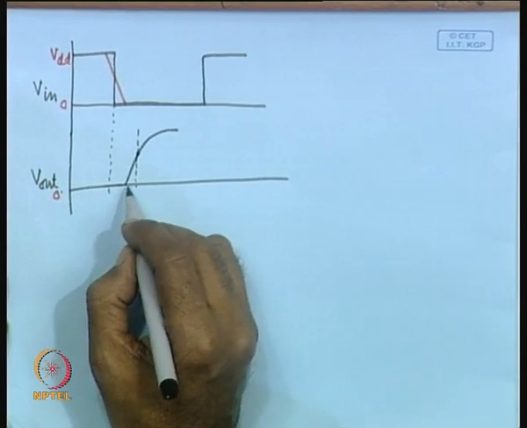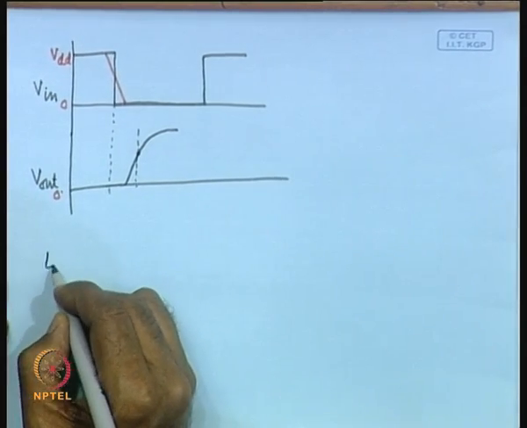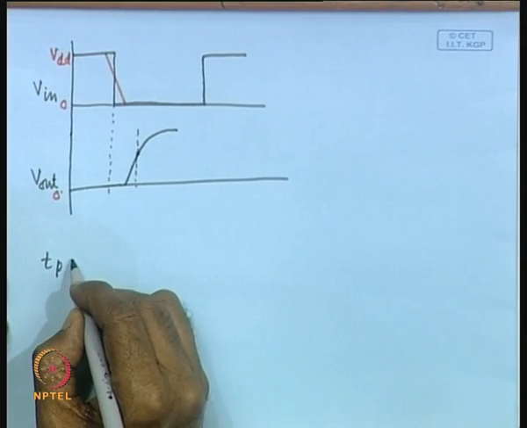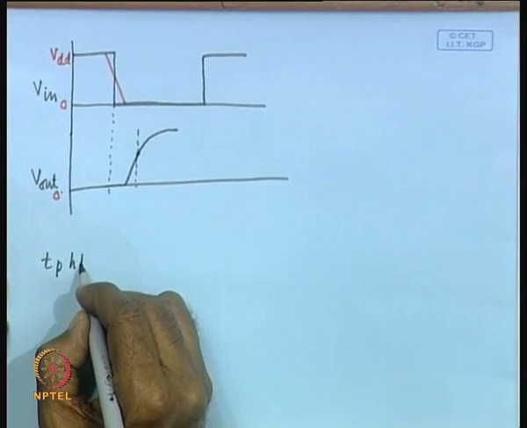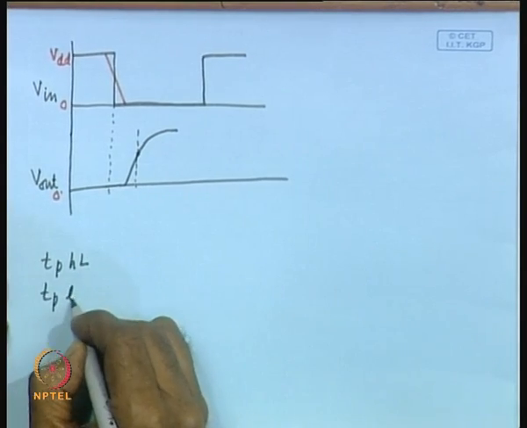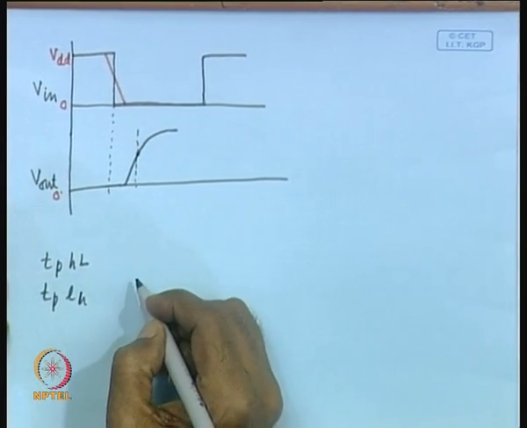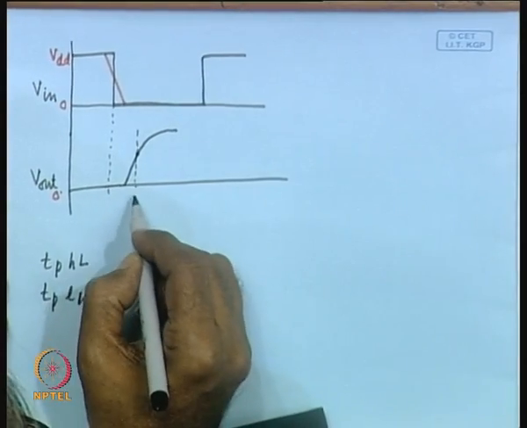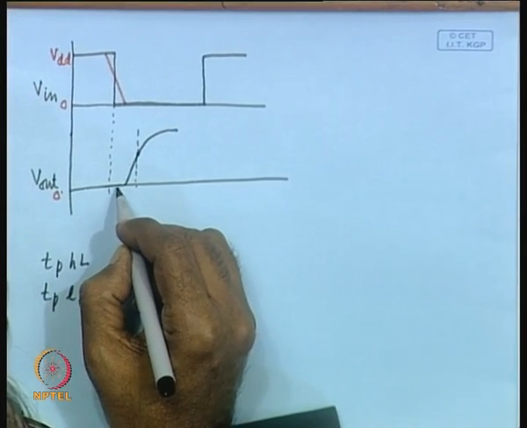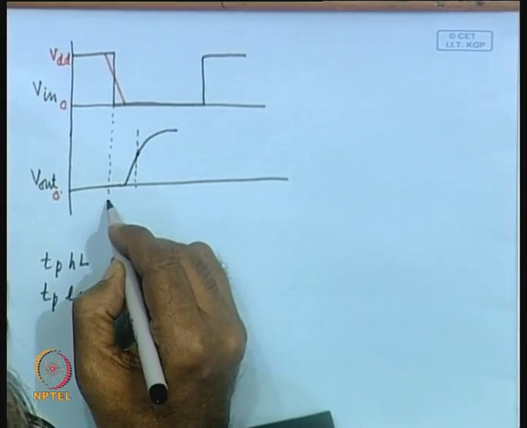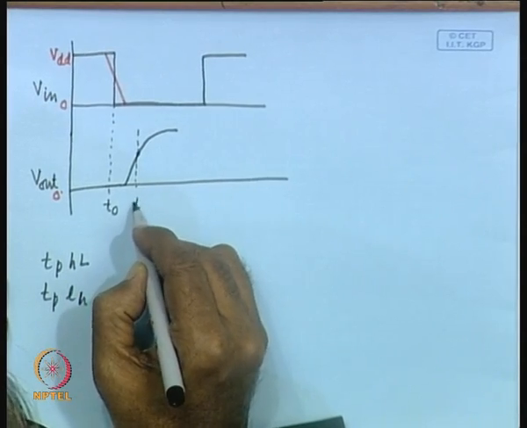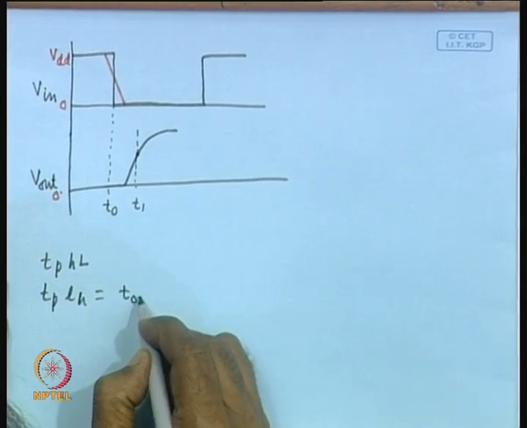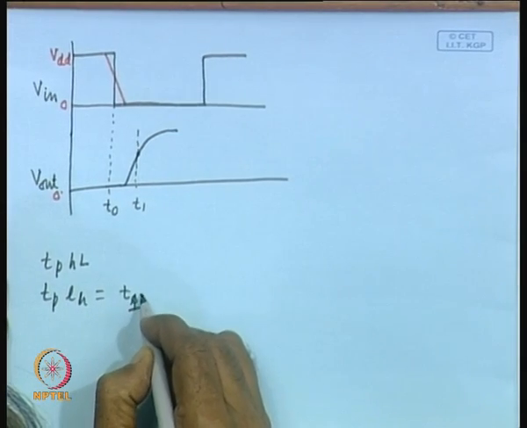So the delay times, TP high to low and TP low to high, we can draw. This is essentially the TP low to high. This is your T0 and this is your T1. So TP low to high is T1 minus T0.